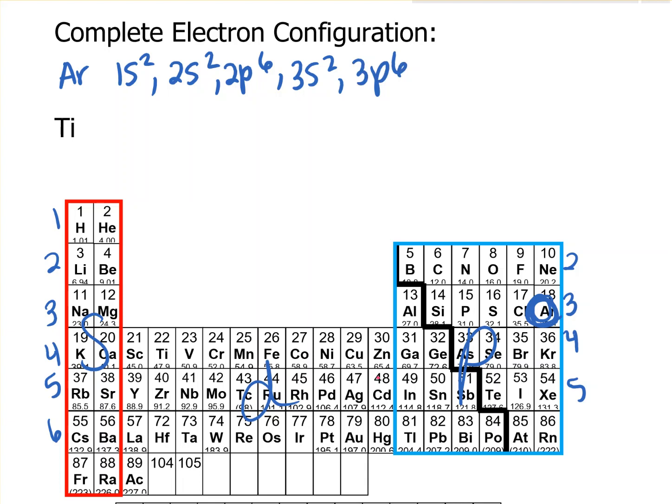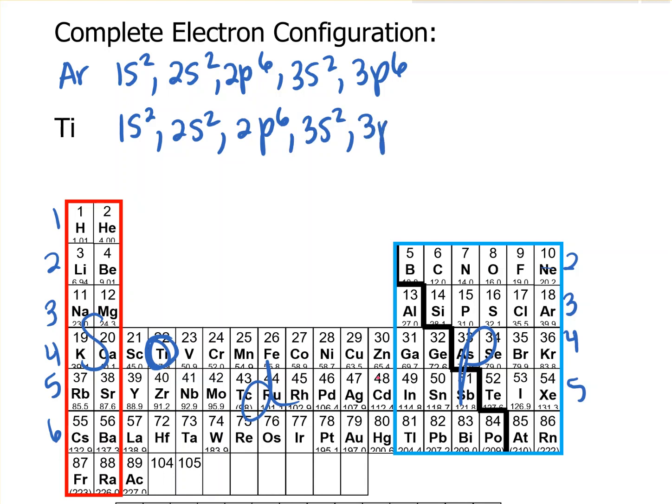Very good. So let's try titanium. Titanium is right here. 1s2, 2s2, 2p6 for these, 3s2, 3p6, 4s2 right here, and then remember that these are numbered one less. So this is 3, 4, 5. So this is 3d2.